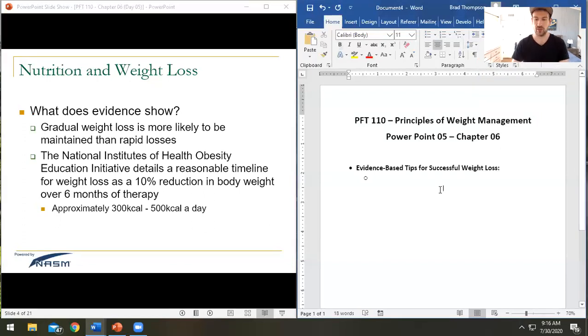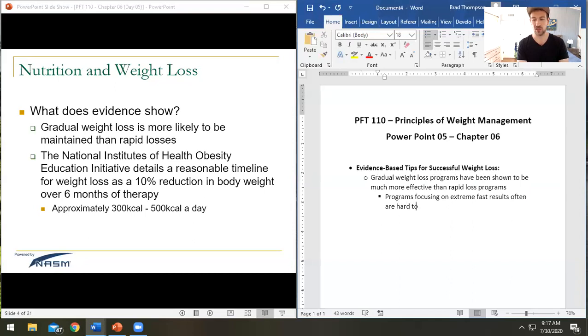So we do know that gradual weight loss programs have been shown to be much more effective than rapid loss programs, right? Programs focusing on extreme fast results often are hard to adhere to and often lead to falling back into old habits.